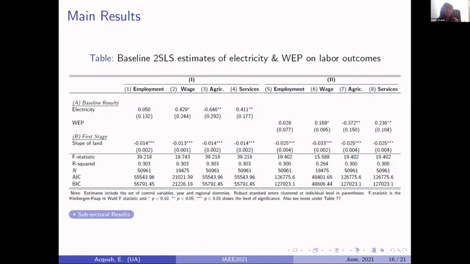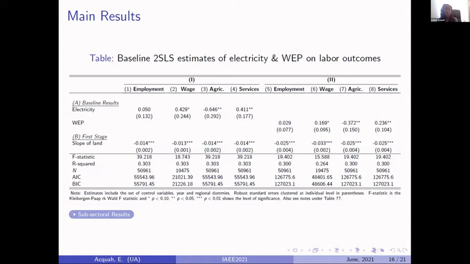So the baseline results that I have here is when I use the instrument of slope of land, and we can see from panel B that this is the first stage results, that slope of land sufficiently affects my treatment of interest, which is electricity and the web index. Basically, what this is reporting is that as the slope of land increases, it reduces individuals' accessibility to electricity, to water, to public transport as well.